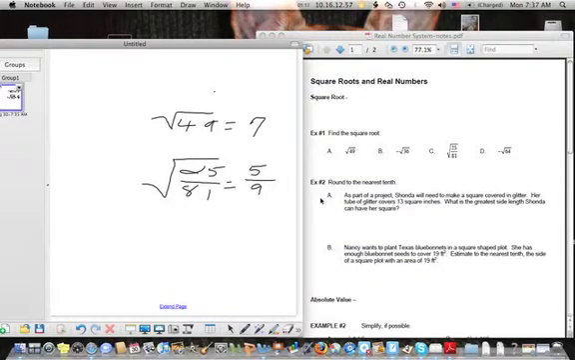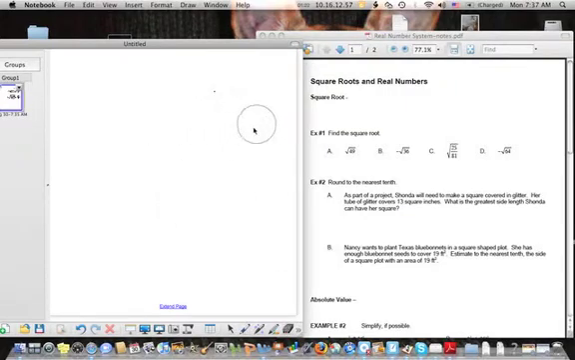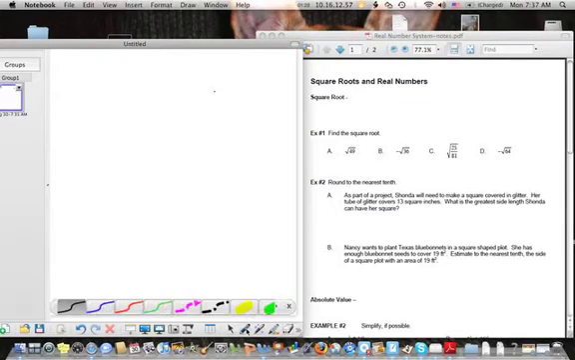Moving on, let's look at some of the word problems. Let's do the second word problem. It says Nancy wants to plant Texas bluebonnets in a square plot. She has enough bluebonnet seeds to cover 19 square feet. Estimate to the nearest tenth the side of a square plot with the area of 19 square feet. So basically on this problem, you're taking the square root of 19.